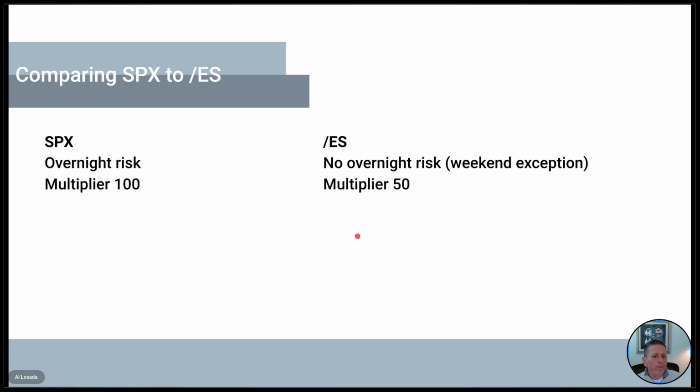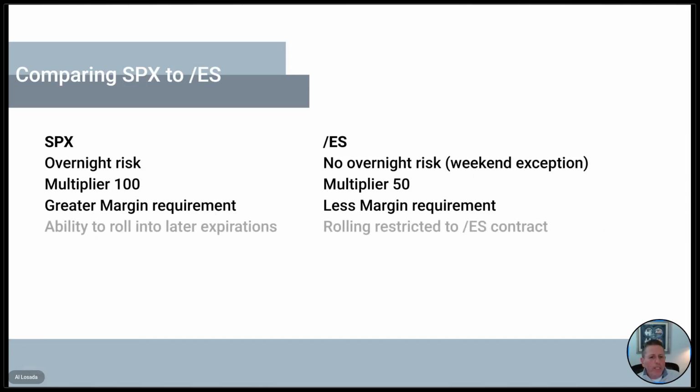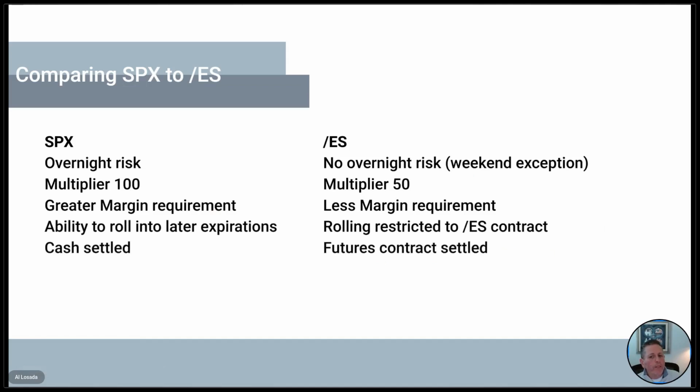Multiplier is 100 for SPX, multiplier is 50 on ES. Greater margin requirement for SPX, less margin requirement for ES contracts.